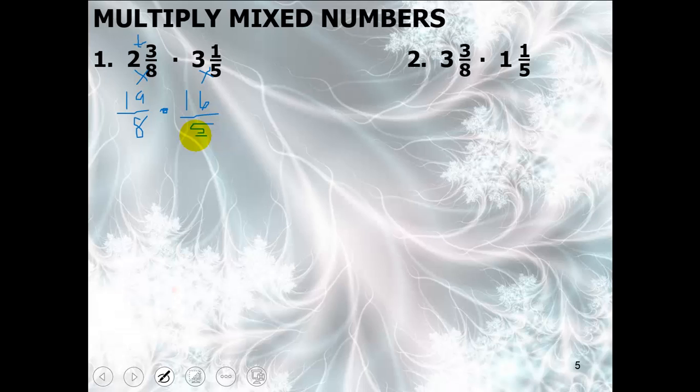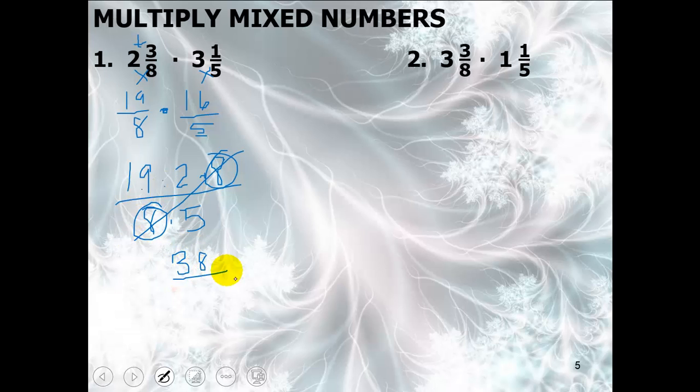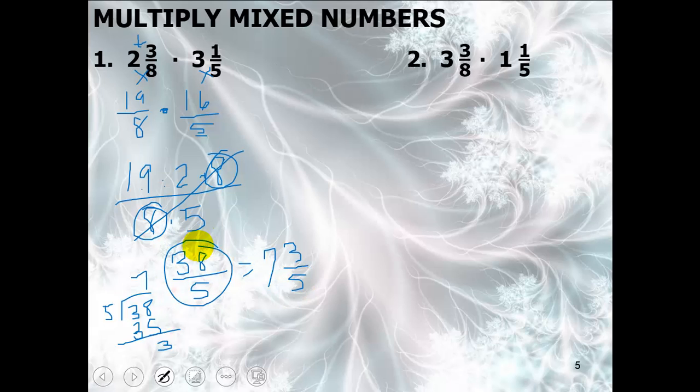Now I see I have a 16 and an 8. And I know that 8 is a factor of 16. So I'm going to rewrite my top as 19 times 2 times 8. And then I have 8 times 5. And I'm going to cancel my 8s. 19 times 2 is 38 over 5, which if I divide that and make it a mixed number, equals 7 3/5. I'm very good with you leaving it like that, right?